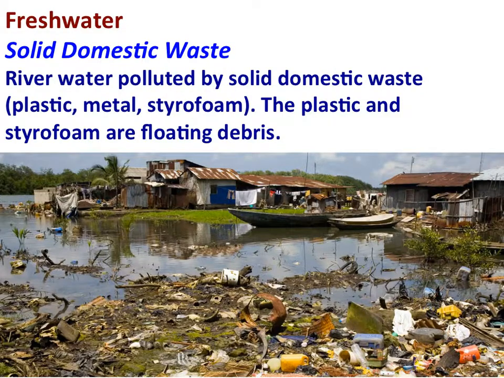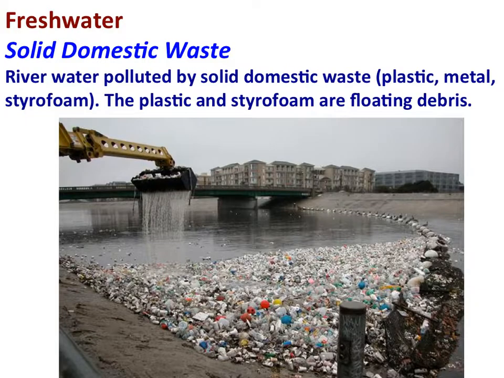A source of freshwater pollution is solid domestic waste. Solid domestic waste includes various types of pollution: plastic, metal, styrofoam. The plastic and styrofoam are floating debris. Solid domestic waste pollution is generally chronic, but during river flooding, the movement of domestic waste into rivers increases acutely. In this image, we can see solid domestic waste as a source of freshwater pollution in a river.